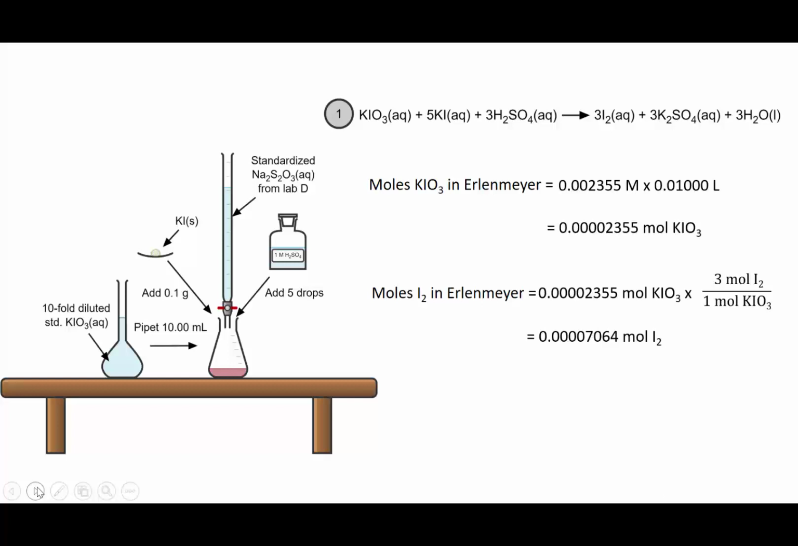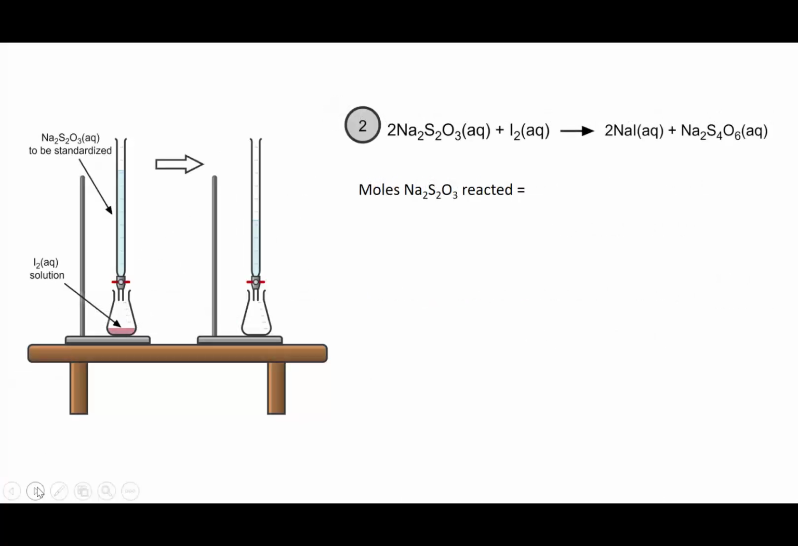So the next step is to determine how much sodium thiosulfate reacted. Note that these need to react to the stoichiometric point. So the moles of iodine will define the moles of the thiosulfate that are required. So the moles of the sodium thiosulfate that reacted, based on this balanced equation number 2, will be the 0.0007064 moles of iodine times 2 moles of the sodium thiosulfate per 1 mole of the iodine.